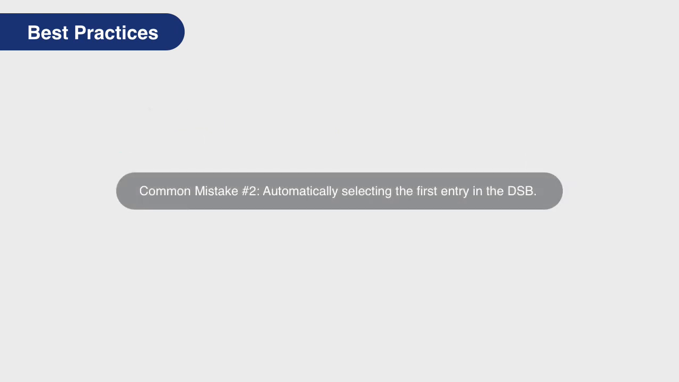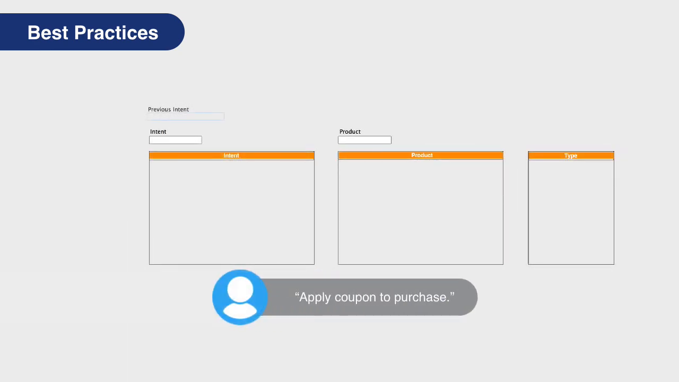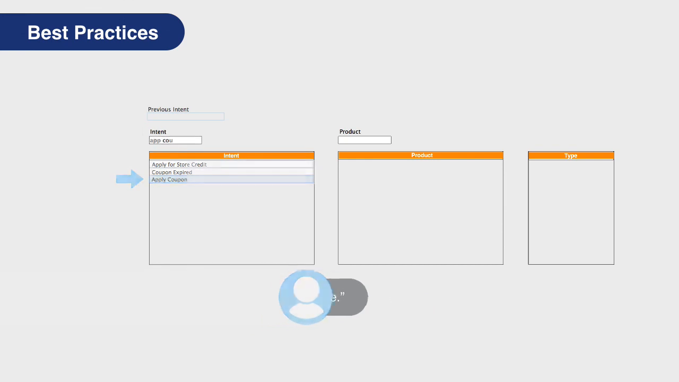Another mistake is automatically selecting the first entry that appears after typing in a keyword. Using the same example, apply coupon to purchase. Note that many potential entries could appear, depending on the client, even when the correct keywords are identified. For example, other entries could include apply for store credit and coupon expired. The entry for which you are looking might not be the first entry on the list. Always double-check that you selected the correct entry before you submit.